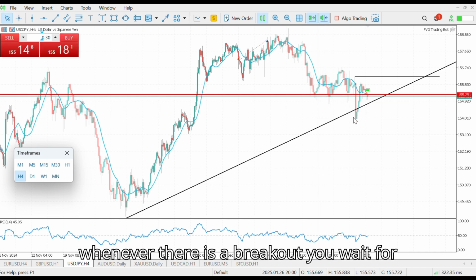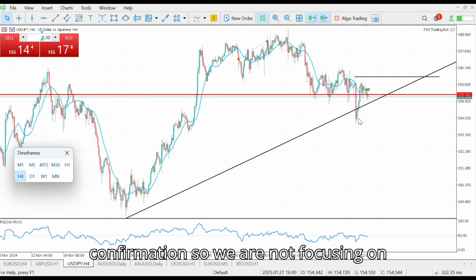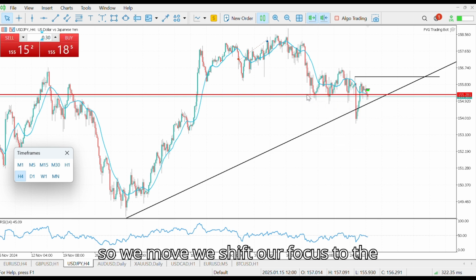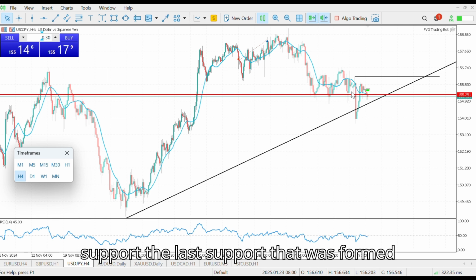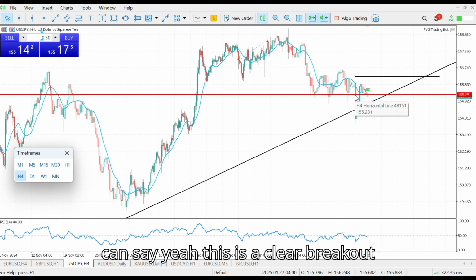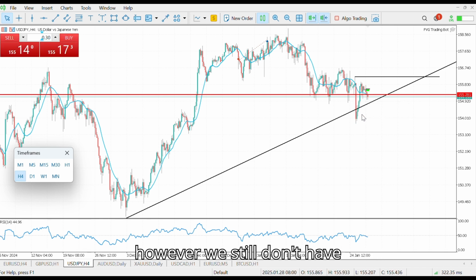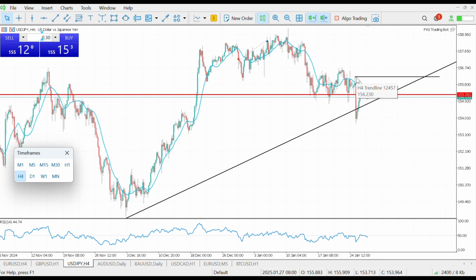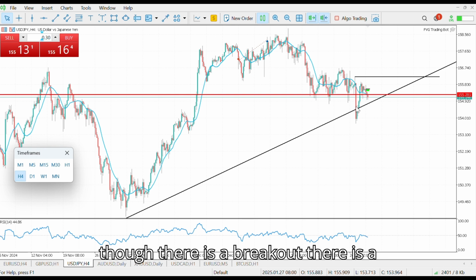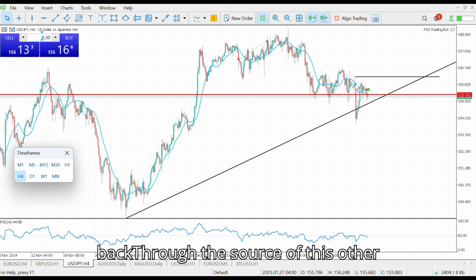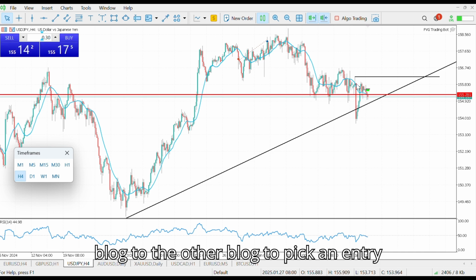Whenever there is a breakout, you wait for confirmation. And here we don't have a confirmation, so we are not focusing on this particular trend line. We shift our focus to the last support that was formed before the breakout. We can say, yeah, this is a clear breakout. However, we still don't have our confirmation here. But now we have an order block at this point, which is telling you that even though there is a breakout, there is a high tendency of the market to come back to the order block to pick an entry.